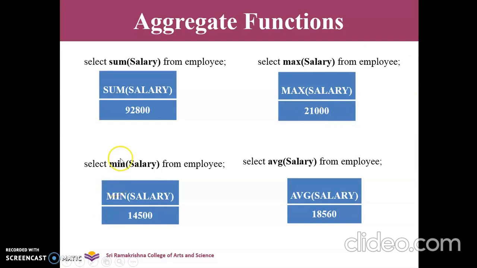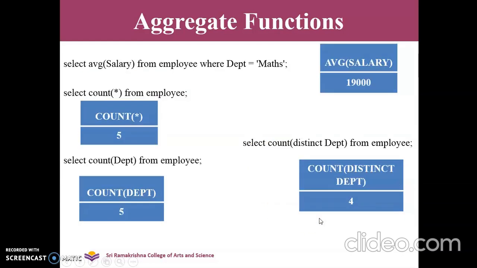Likewise, if we apply the min function on salary, it will display the lowest salary from those records. And if we apply the average function on the salary field, it will calculate the average amount of all salaries, and it will display the output.